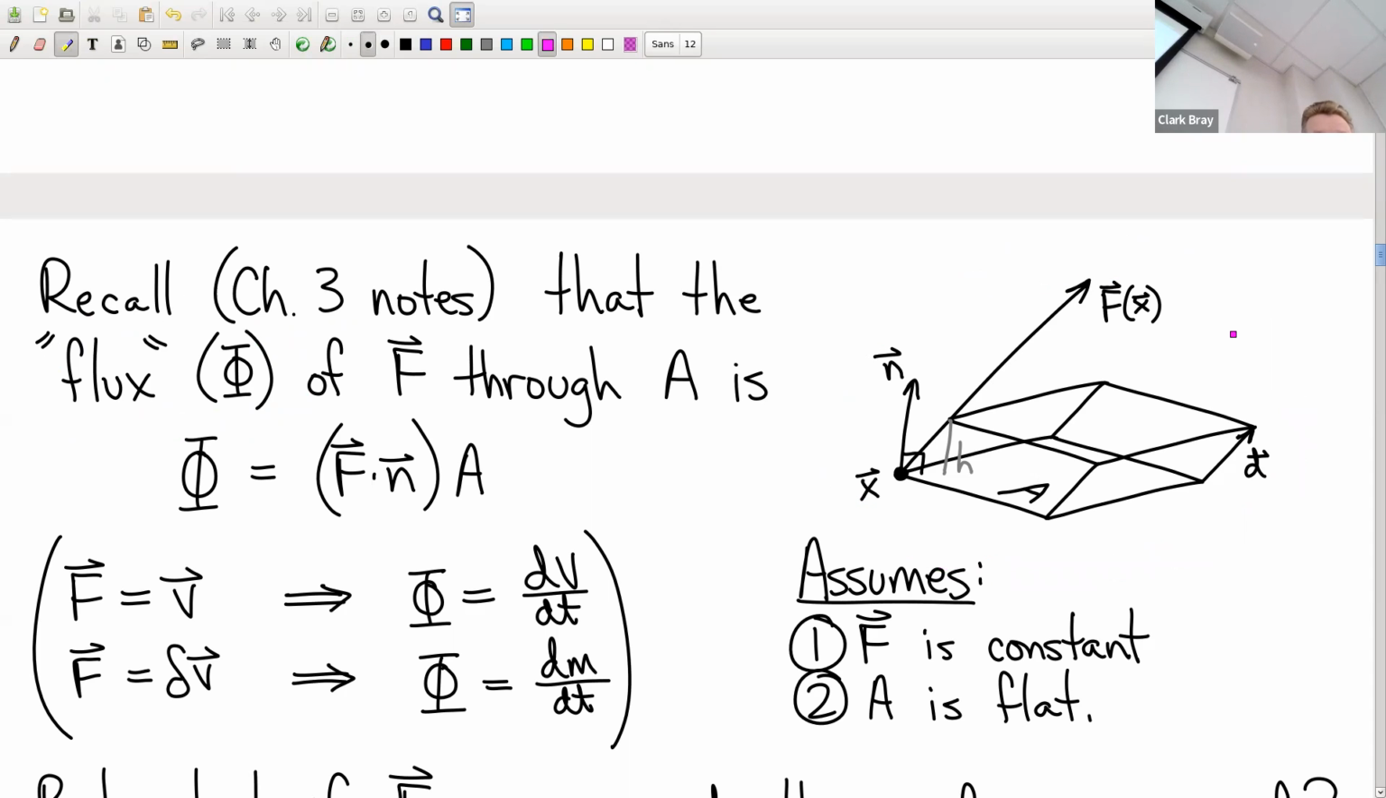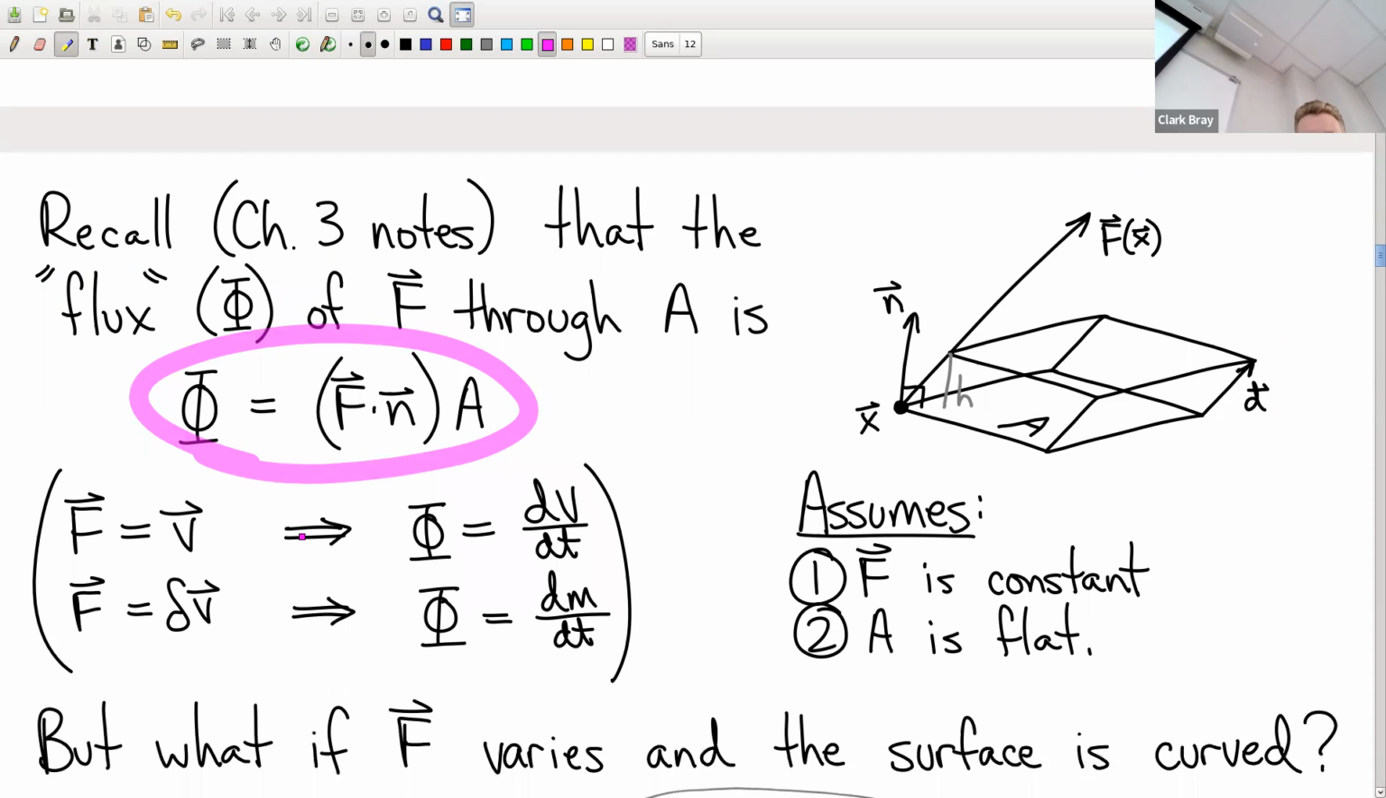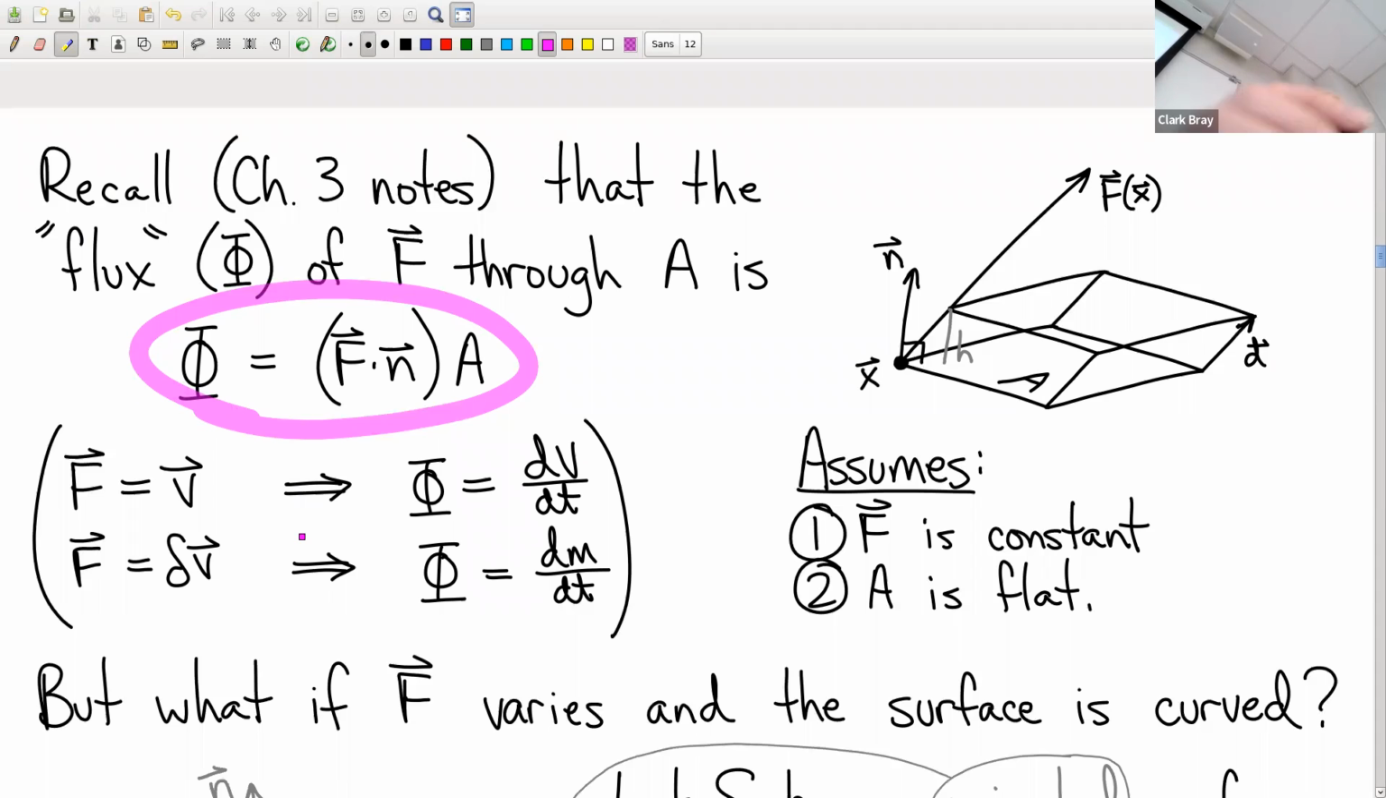And the idea of flux is that it's the answer to various questions that we might be interested in, such as, suppose my vector field represents the velocity of a fluid, like maybe the velocity of air in this room, and I want to know how much volume per unit time is passing through some surface. Well, flux is the answer to that question. The F dot N times the area.